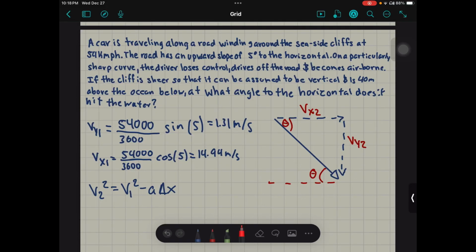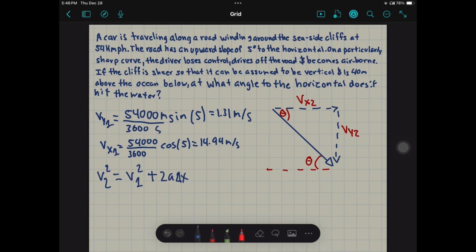A car is traveling along a road winding around the seaside cliffs at 54 kilometers per hour. The road has an upward slope of 5 degrees to the horizontal. On a particularly sharp curve, the driver loses control, drives off the road, and becomes airborne. If the cliff is sheer so that it can be assumed to be vertical and is 40 meters above the ocean below, at what angle to the horizontal does it hit the water?